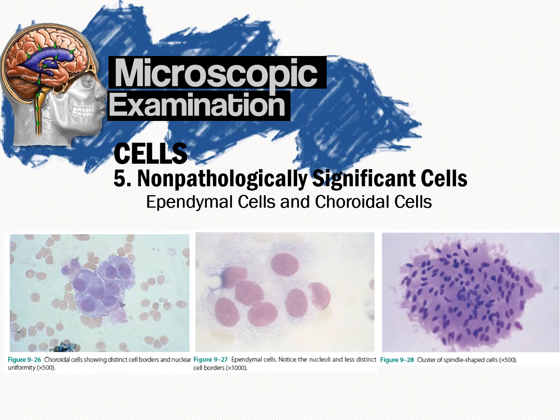This comes from the epithelial lining of the choroid plexus. The one in the middle is the ependymal cell, which comes from the ventricle and neural canal. And we have the spindle-shaped cells, which represent lining of the arachnoid space.